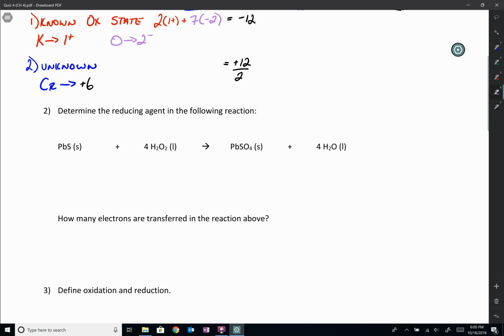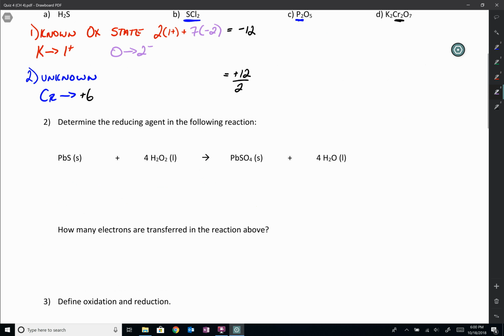Okay, question 2. 2 parts to it. It says determine the reducing agent. It'll ask us to figure out how many electrons are transferred. So we have to know what the definition of a reducing agent is. You can kind of talk yourself through it. A reducing agent means it is an agent of reducing. It is an agent that causes reduction. Reduction is a gain of electrons, but if you're the agent, that means you cause the gain of electrons. If you're an agent, you cause something to happen. A reducing agent causes reduction to happen.